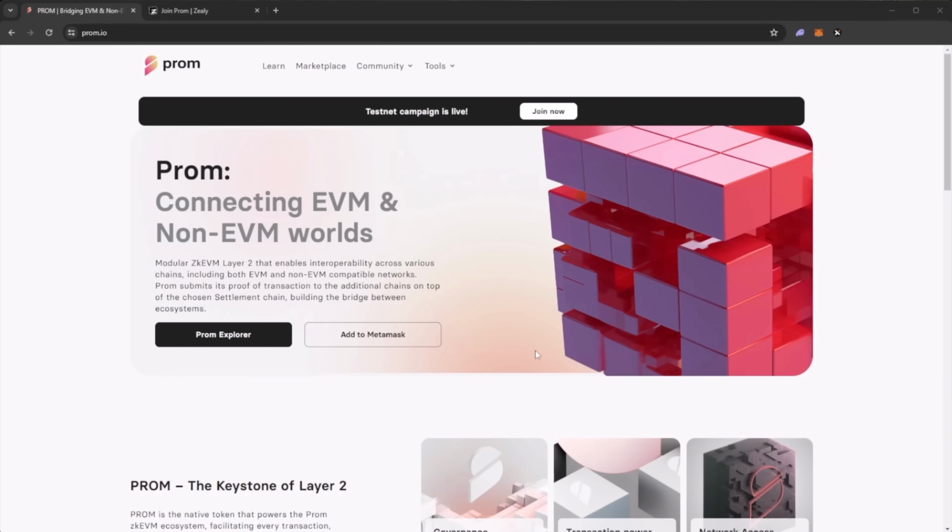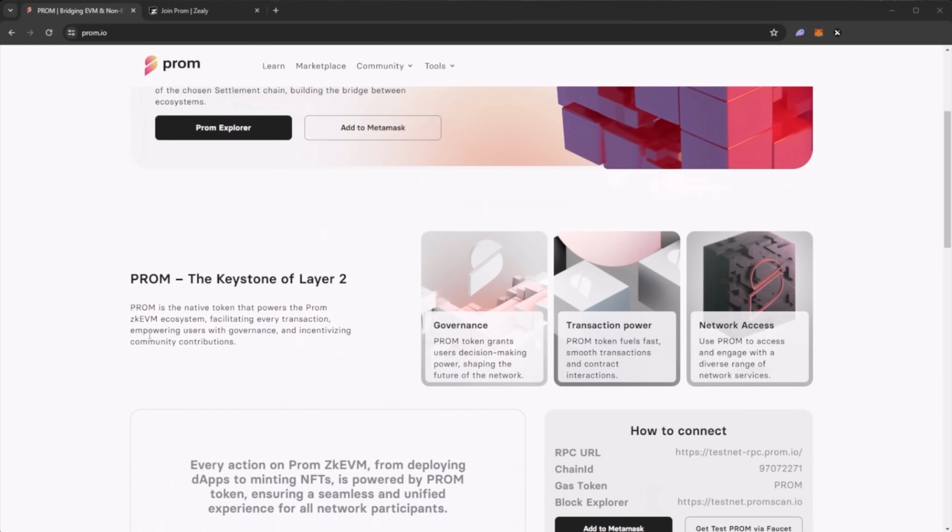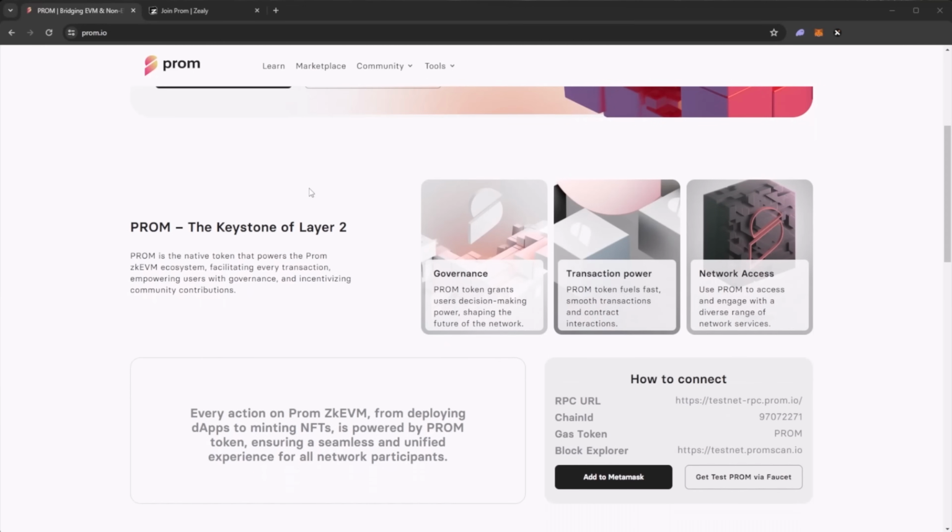ZK solutions are generally on the rise. The niche is pretty uncrowded, and Prom is one of the ZK rollups available for the general public for now. So Prom simultaneously solves multiple issues that block day-to-day swift blockchain interactions: fast and cheap interactions, the highest level of security, 100% decentralization, and zero downtime.